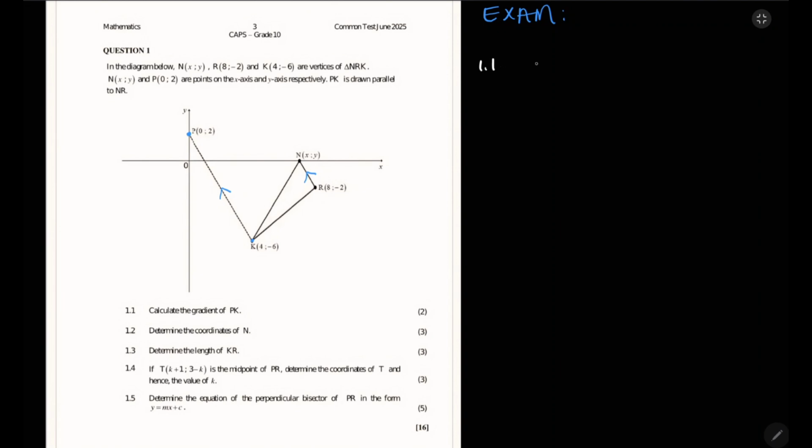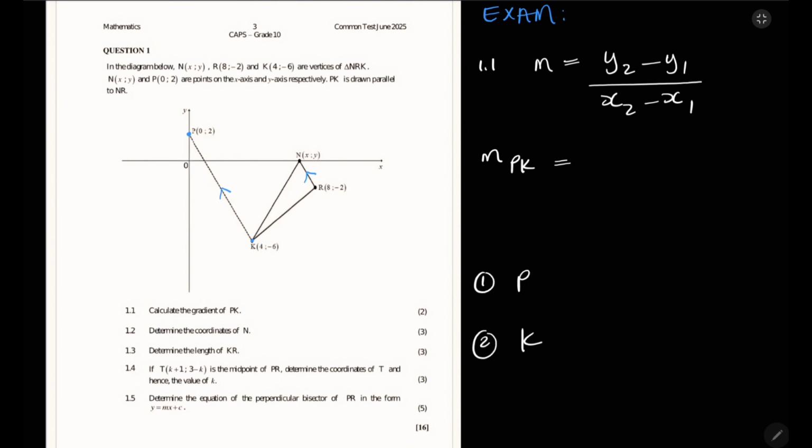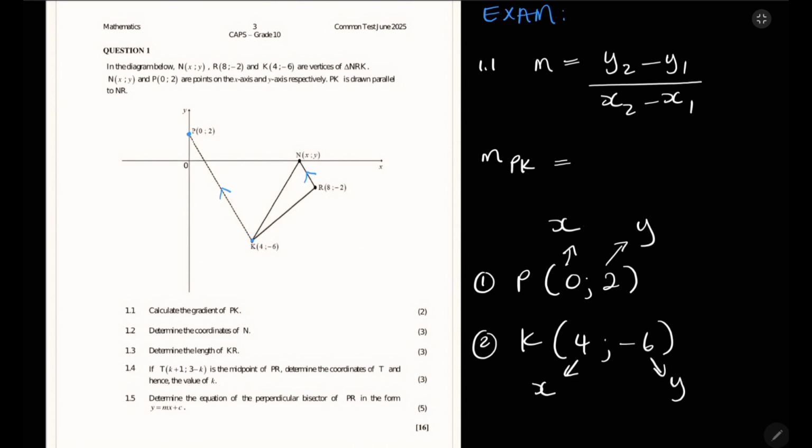Do you still remember the gradient formula? It's m is equal to y2 minus y1 all over x2 minus x1. So you have to find the gradient of PK. Let's label our points on the side so that we don't make any mistakes when substituting. We can use P as our first point and K as our second point. For P, we have 0 and 2. For K, we have 4 and negative 6. So this is our x, that is your y, this is your x, and that is your y. That is x1, y1, x2, y2.